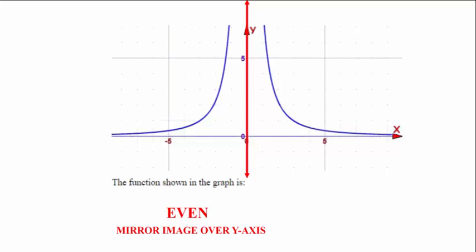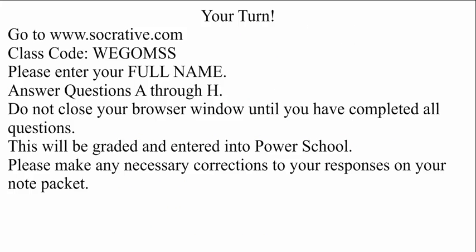Now it's your turn. You are going to stop the video and go to Socrative.com. Enter a class code and your full name to take the quiz. Answer questions A through H that are on your Day 11 packet into Socrative.com. Do not close your browser window until you've completed all of the questions. These will be graded and entered into PowerSchool. As you're answering the questions, please make any necessary corrections to your responses on your note packet. At this point, stop the video and begin your Socrative.com.